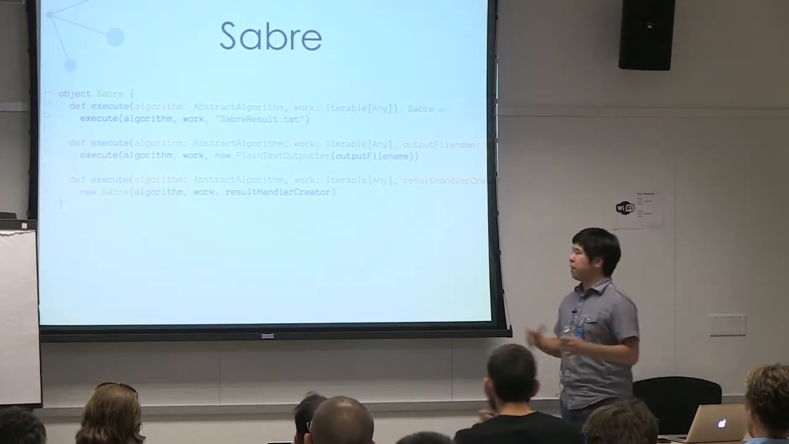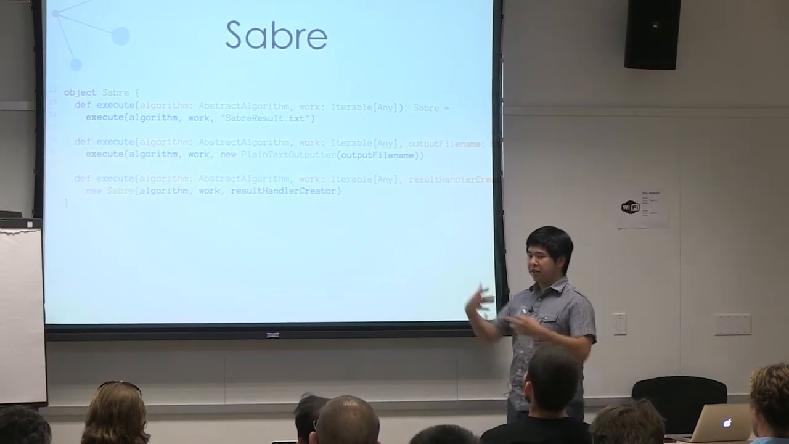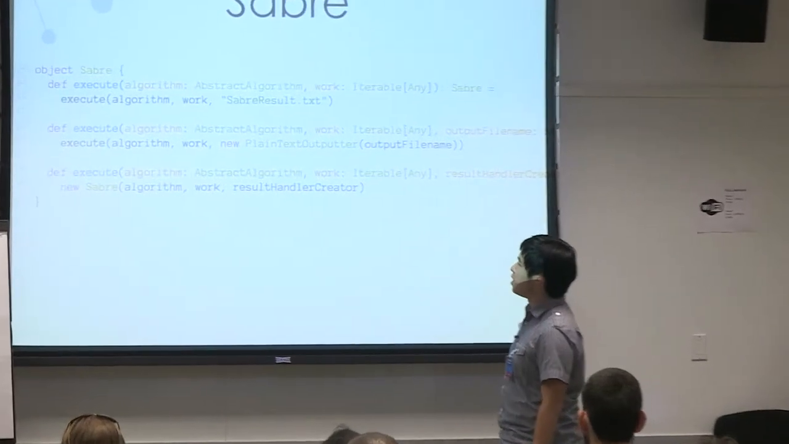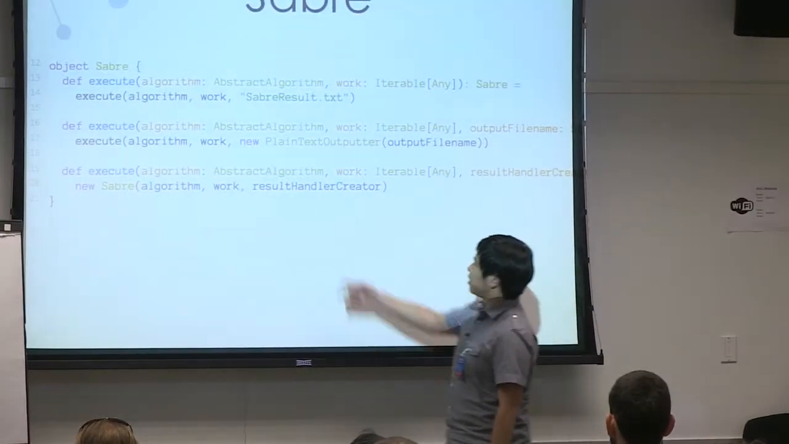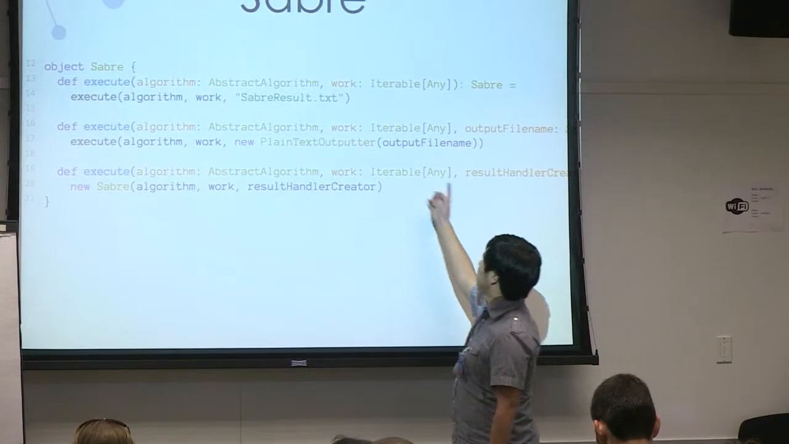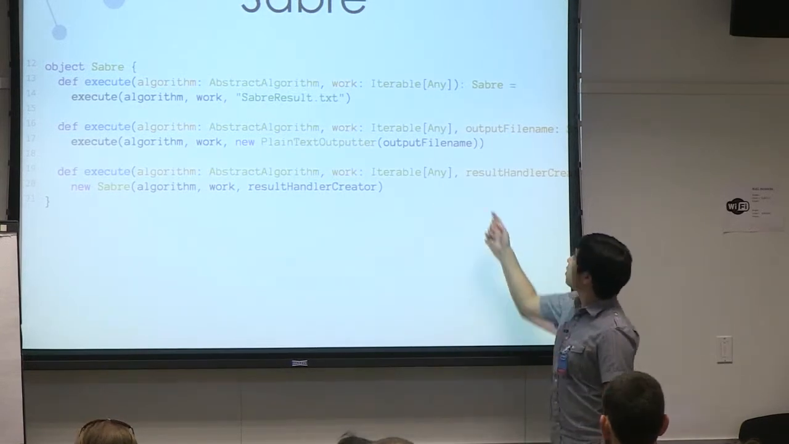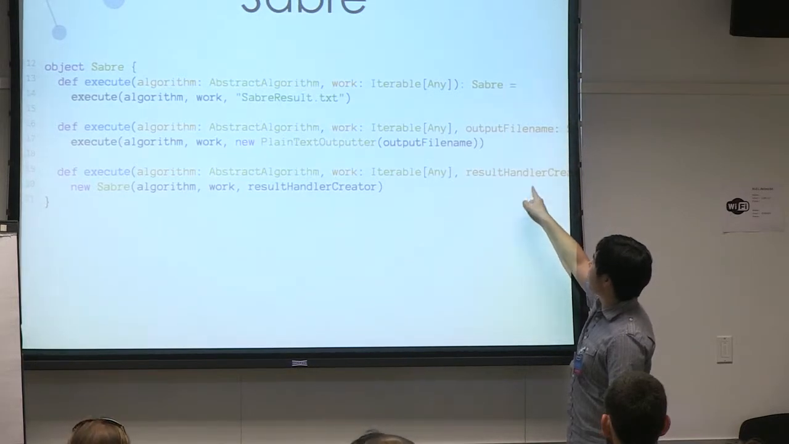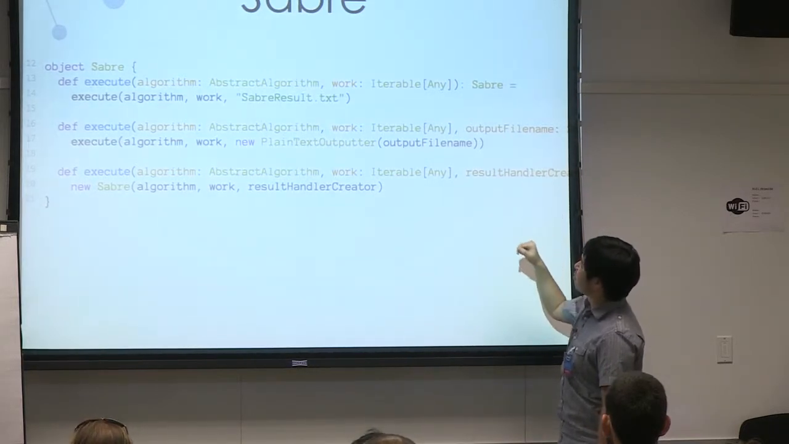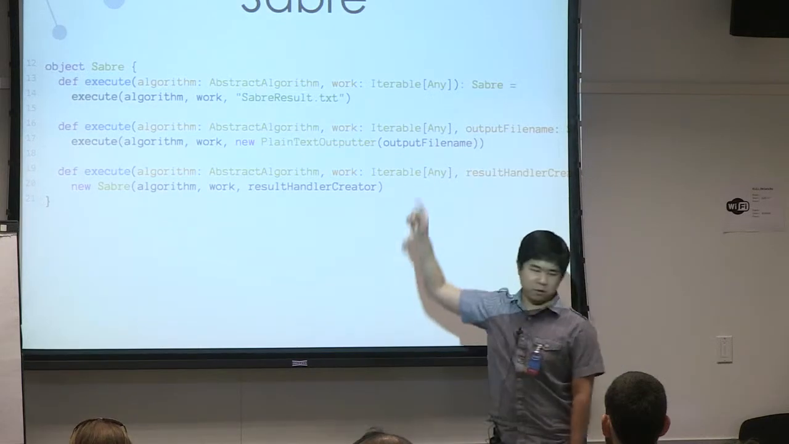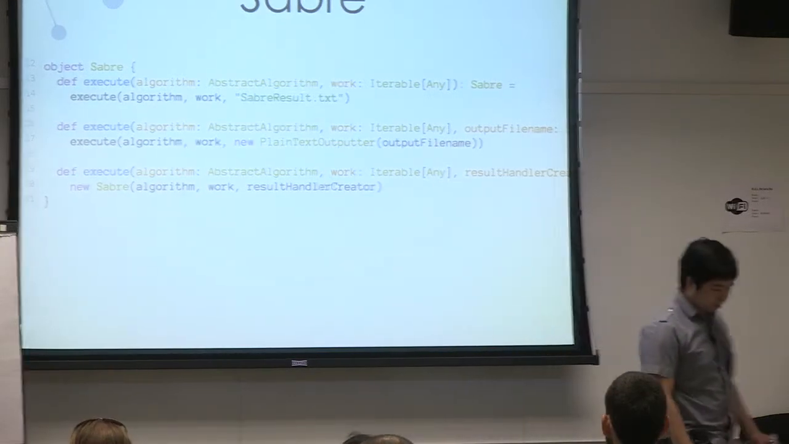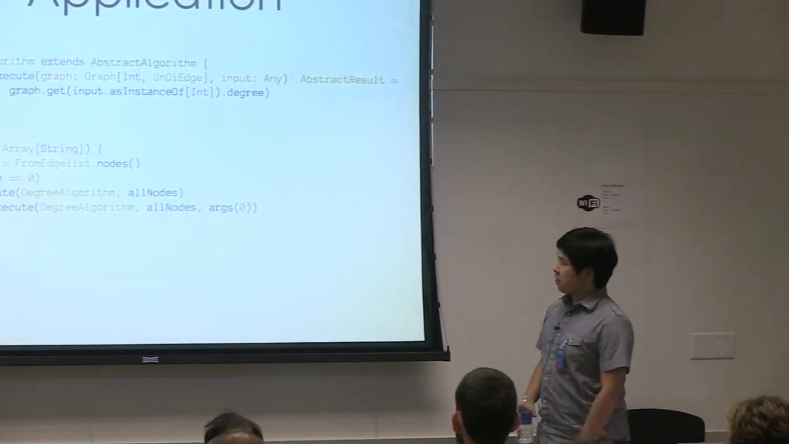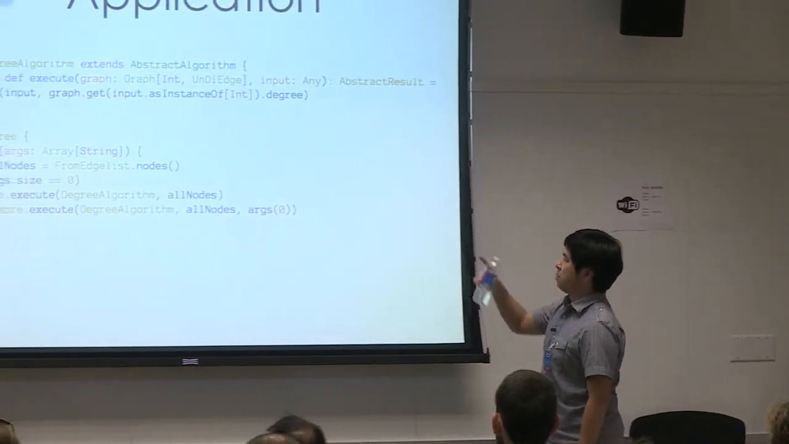This is the layer between the whole actor system and the outside world. This is what users will only ever use. They will call saber.execute, give it the abstract algorithm object, and a work, which is an iterable of any. And then potentially, if they want to create their own result handler actor, which I've used before, they can. They can specify their own output file name, or they can just go with the default saber result.txt.